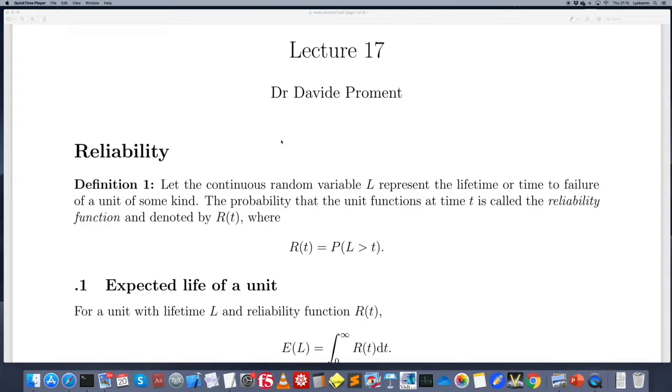In the 17th lecture of probability theory, we started the 4th chapter of this module, the one dealing with reliability theory. This chapter is very short, having only 2 lectures.